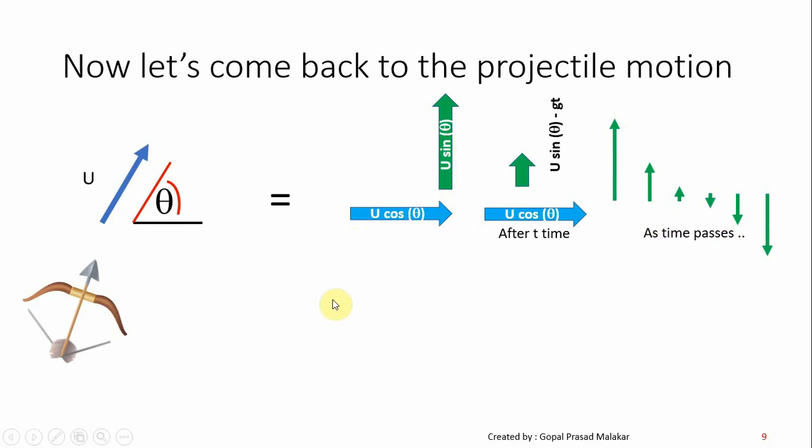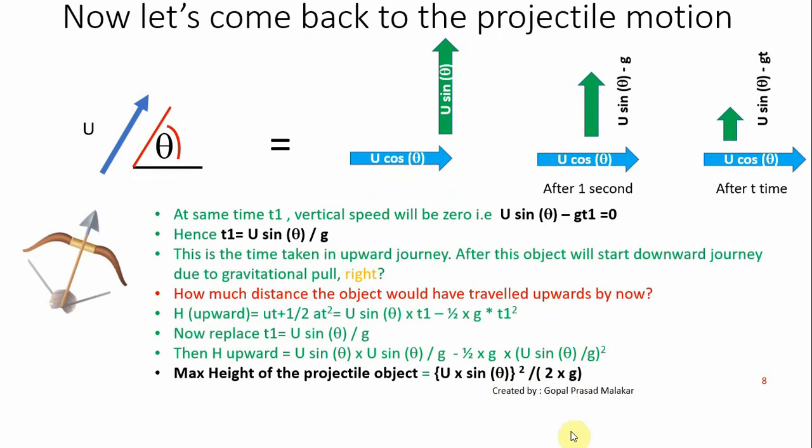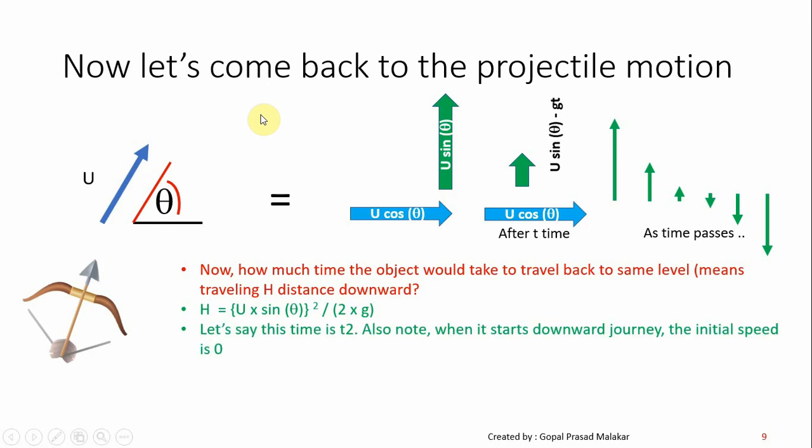Now let's understand that if it has gone upward by this much, (u sin theta)² by 2g, then how much time will it take for the downward journey? So this is the distance it has to travel. In the downward journey, when it starts coming down, the initial speed is 0. Let's assume it takes time t2. In that case, 0 × t2 plus half × g × t2² will become h, which is (u sin theta)² by 2g. That was how much it went upward, and that much it has to come down.